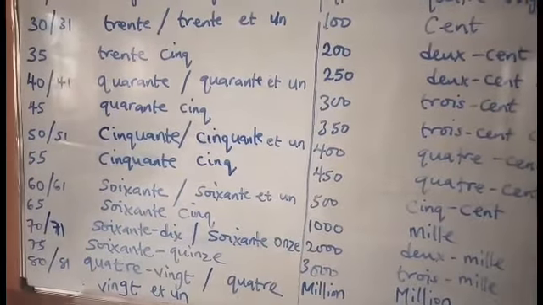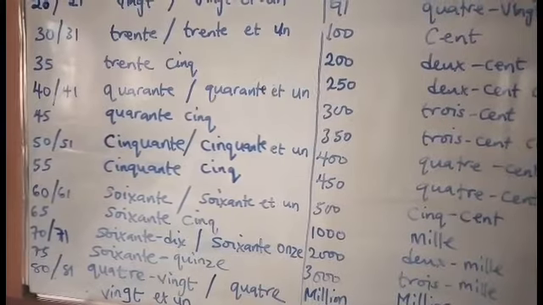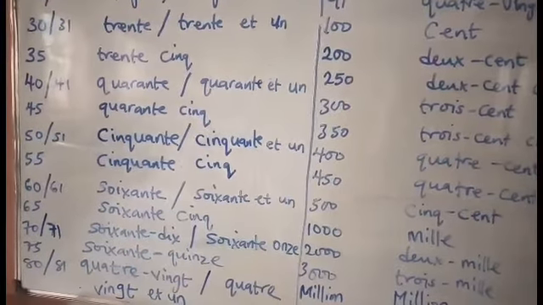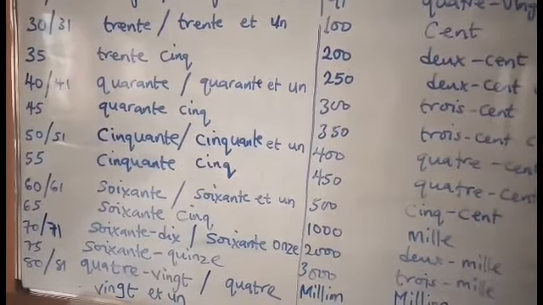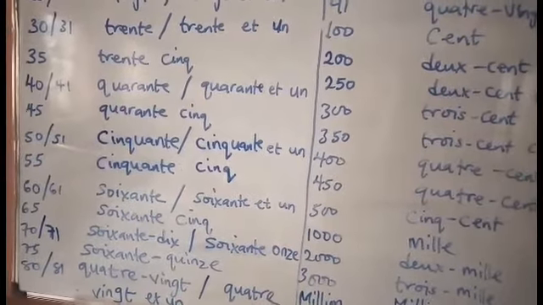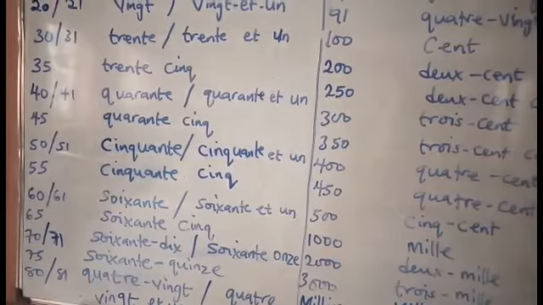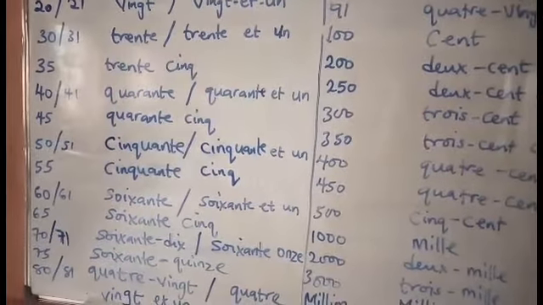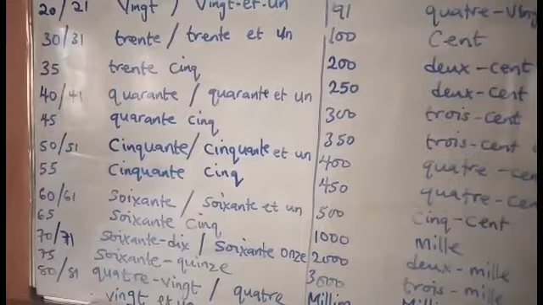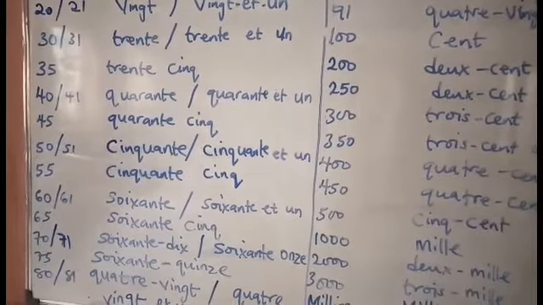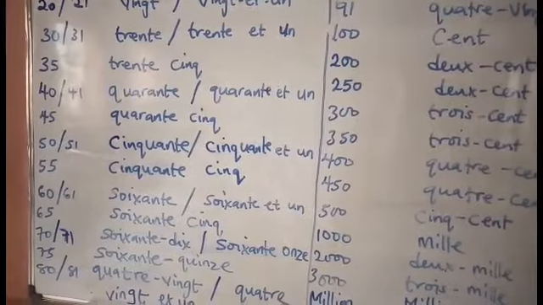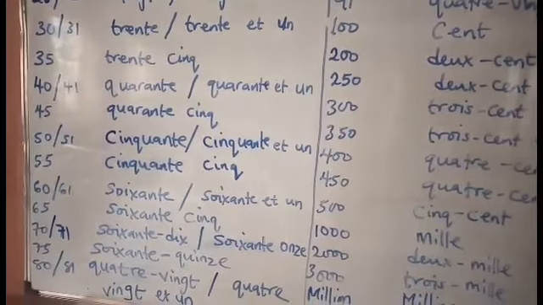And at 60 we have 60, 61, 62, 63, 64, 65, and it runs that way till 70. And at 70 we have 70.